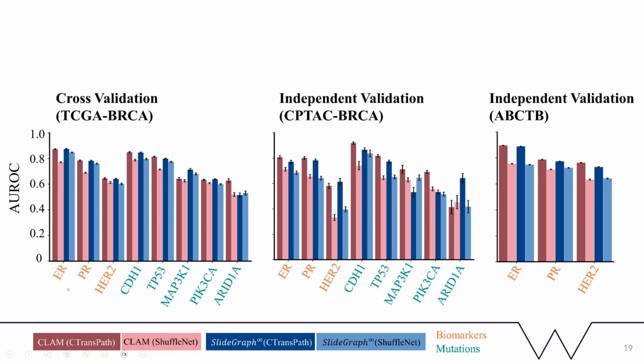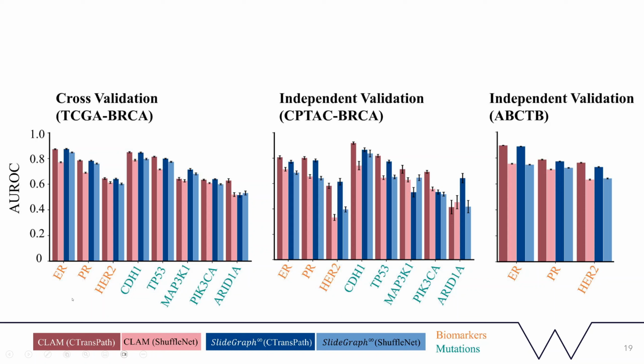Over here, we have got the predictions. In this case, we are showing the results of the training of different methods for different prediction tasks, for example, ER, PR, HER2 prediction, or the prediction of mutations in CDH1, TP53, and so on, in the TCGA breast cancer cohort, using various different methods such as CLAM, which is shown in dark red, using different types of feature representations. There are different types of feature representations available that can characterize a part of the tissue. Here we are using something called CTransPath, and we also use ShuffleNet, both with CLAM. You can use other types of feature representations as well.